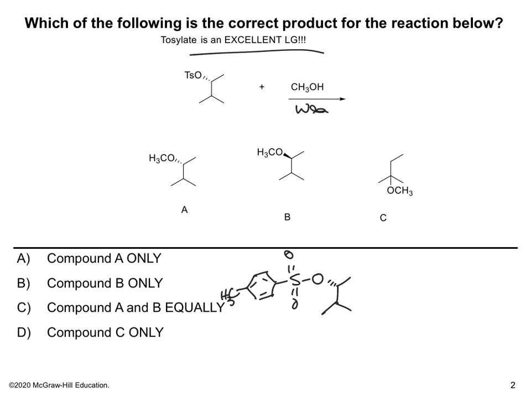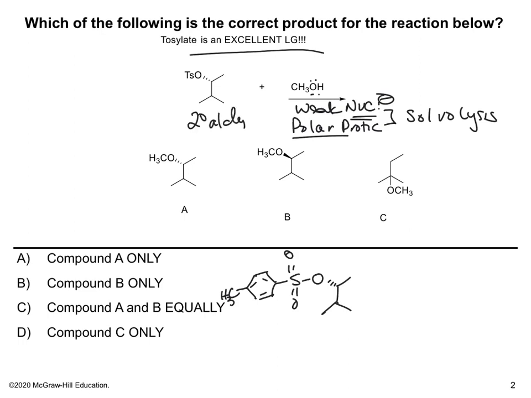Now, this is a weak nucleophile. Notice that it doesn't have a negative charge, and so that's methanol. That would be a polar protic solvent. When the solvent is the nucleophile, that's called solvolysis, so if you did your reading. And so this is a secondary alkyl halide, so it can go SN1 or SN2. In this case, because of these conditions, and this is a good leaving group, you're going to get an SN1, which means we've got a carbocation intermediate.